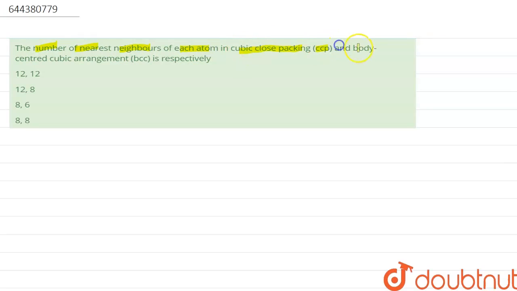Hello everyone, our question is: the number of nearest neighbors of each atom in cubic close packing, that is the CCP, and the body centered cubic arrangement, that is the BCC, is respectively, and here are the options. So here is the solution.